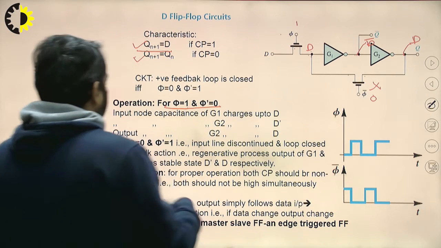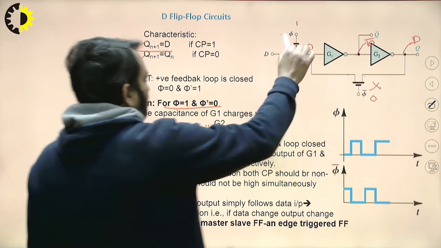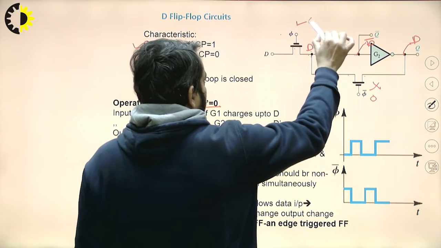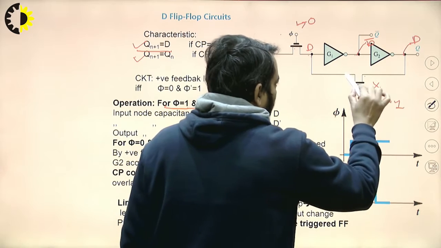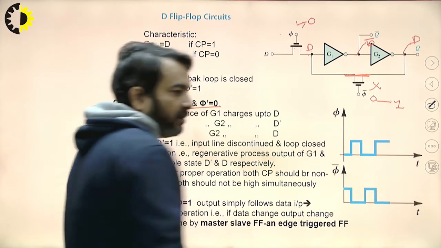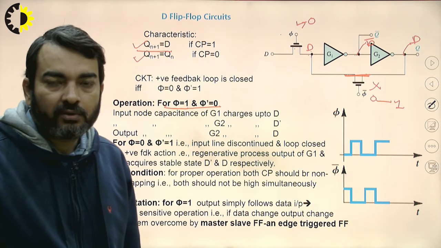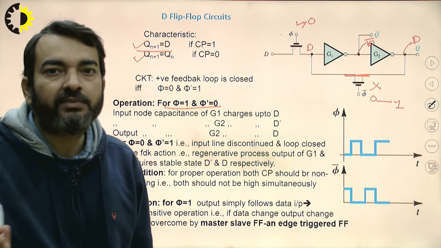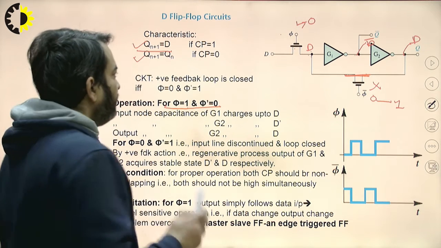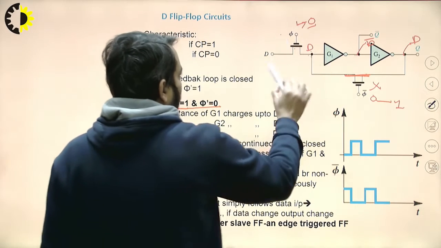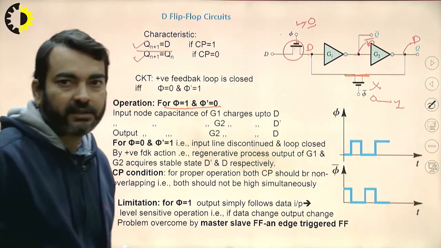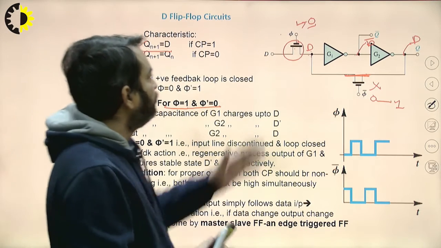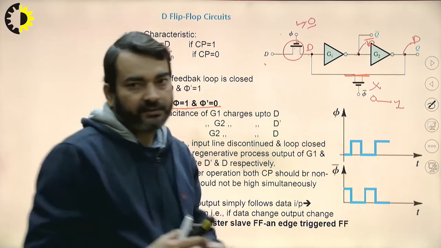Now in the second case, the clock pulse is 0. So this will change to 0, this will change to 1, and now the loop is closed. If the clock pulse is 0, the previous data value should be retained. The moment the clock is 0, this transistor will be in the off condition, meaning no new data will be entered.